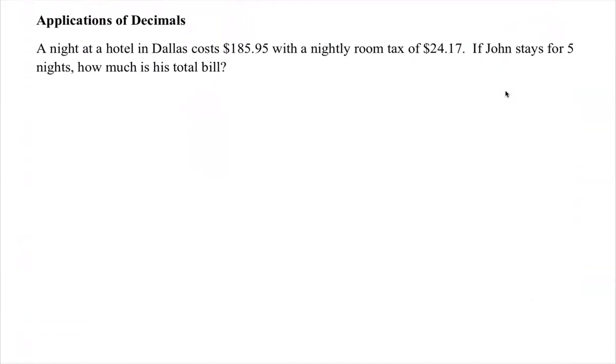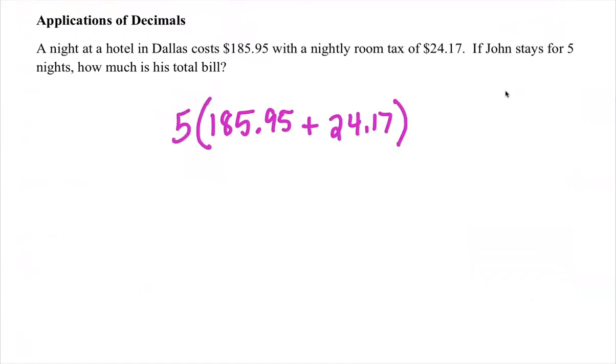Applications. A night at a hotel in Dallas costs $185.95 with a nightly room tax of $24.17. If John stays for 5 nights, how much is his total bill? Okay, so we have a cost of $185.95 plus the tax, and we'll add that together, but then we're going to multiply that by 5 because we're staying 5 nights.